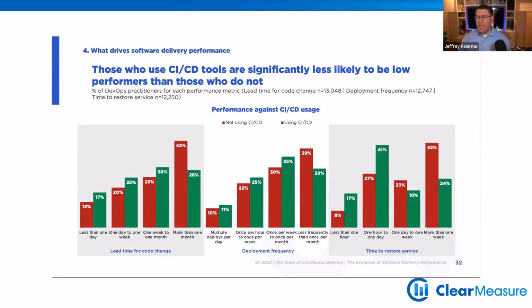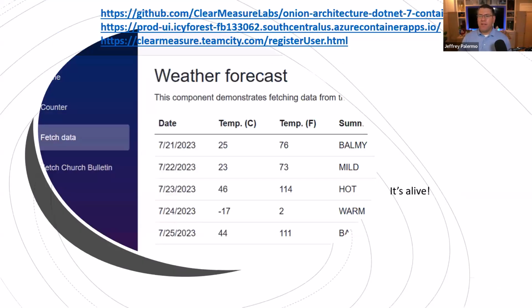And then the deployment frequency is higher, at least once a week to once per month, and many once per hour to once a week, and about 11% multiple deploys per day. And then, of course, time to restore services when you have an issue in production. That's also dramatically improved for teams that are using CI/CD tools. And I may be preaching to the choir with this particular crowd, but I thought that was interesting.